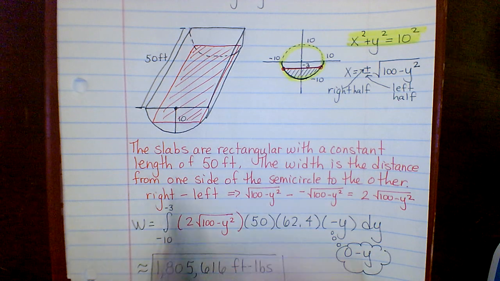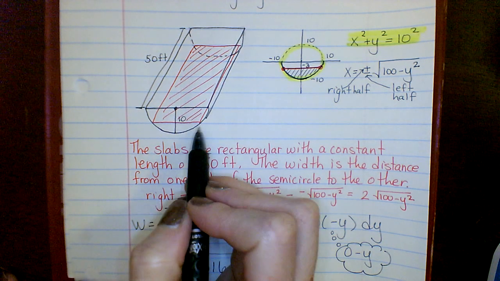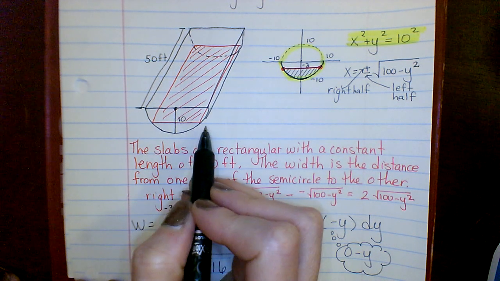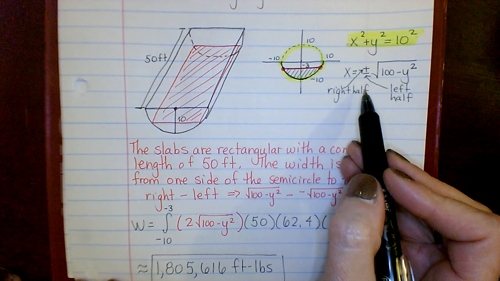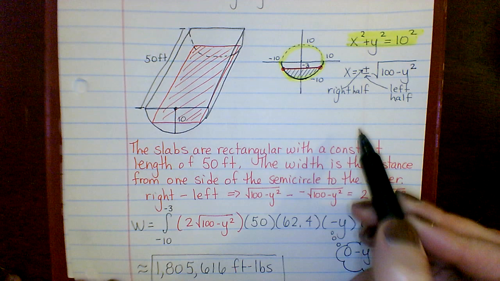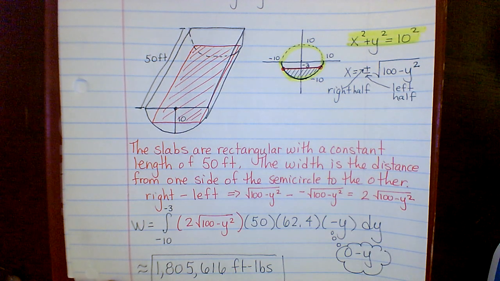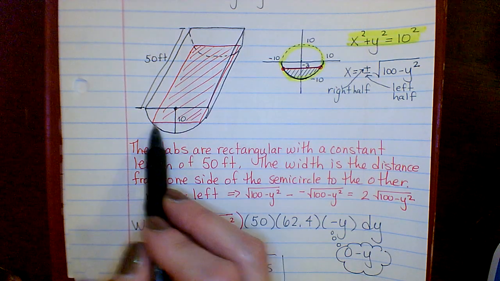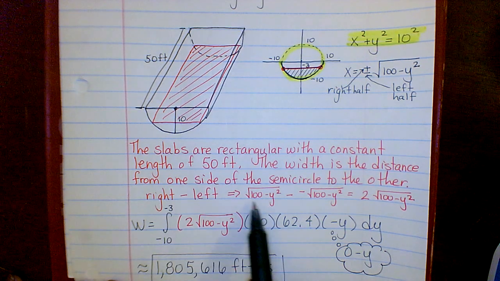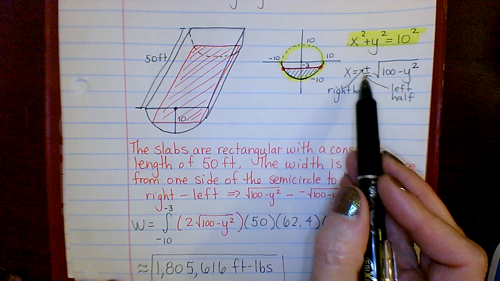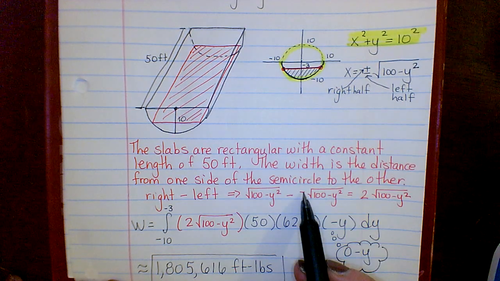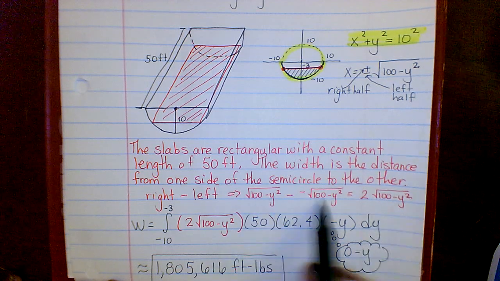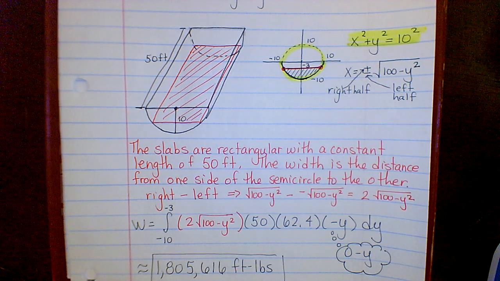So we know way back from section 7.1 how to find the distance between two curves, that it's just right minus left. So we have the right and the left curves. We have those equations over here for the right half of the circle and the left half of the circle. So this total distance is right minus left. So if I take the positive up here minus the left, which is the negative, that's just going to be a plus. Those are like terms, so you just get 2 times the square root of 100 minus y squared.